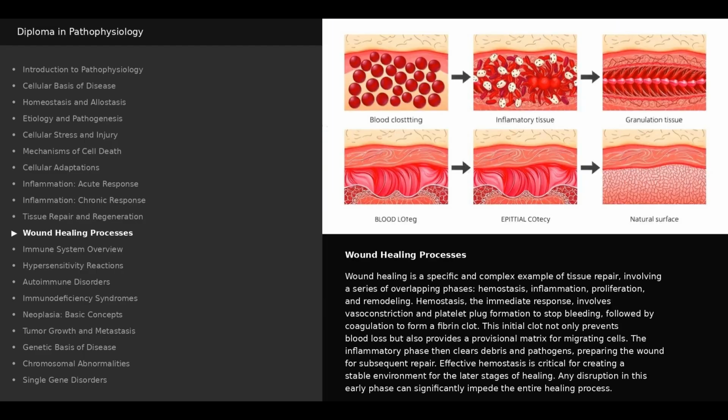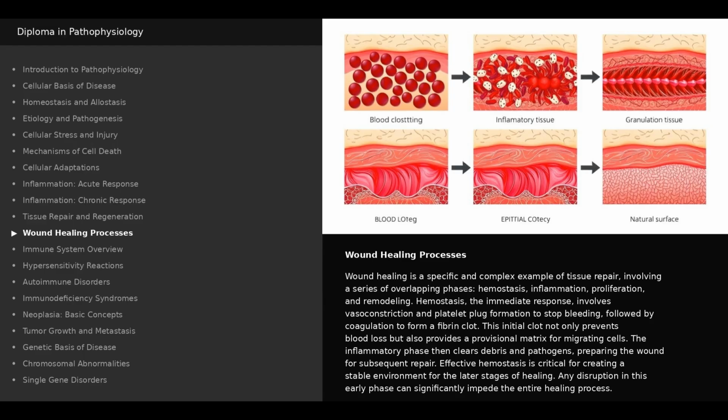Wound healing processes. Wound healing is a specific and complex example of tissue repair, involving a series of overlapping phases: hemostasis, inflammation, proliferation, and remodeling. Hemostasis, the immediate response, involves vasoconstriction and platelet plug formation to stop bleeding, followed by coagulation to form a fibrin clot. This initial clot not only prevents blood loss, but also provides a provisional matrix for migrating cells.